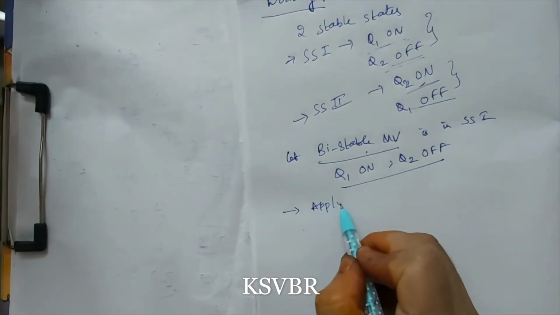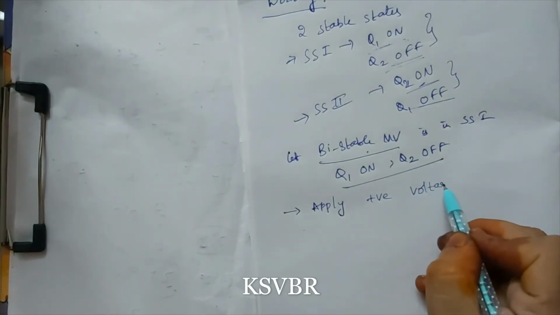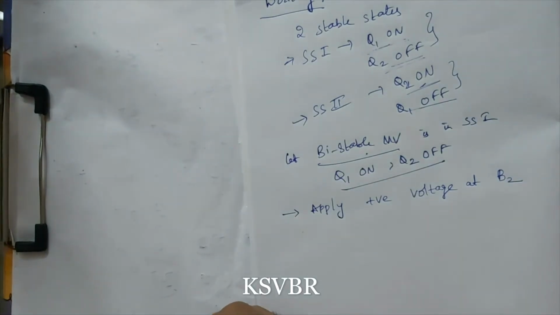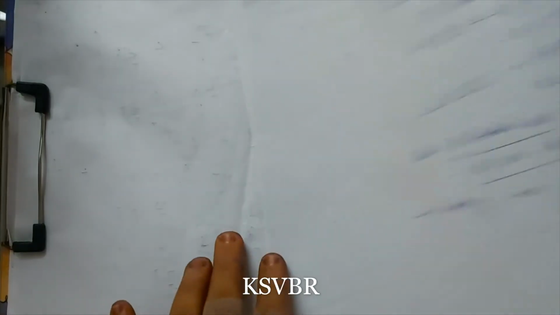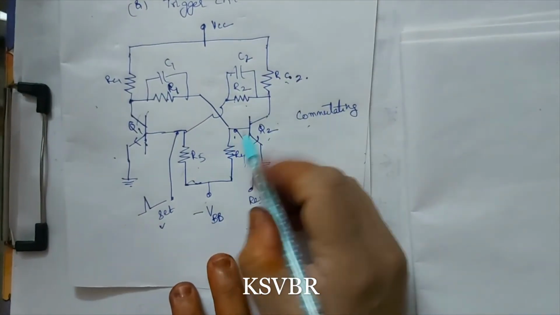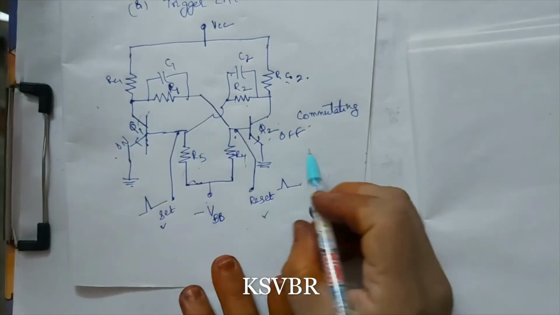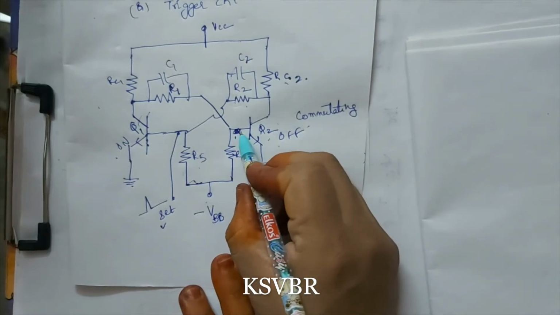Apply positive voltage at base 2. What will happen if you apply positive voltage at base 2? See here. By default this is in off condition, this is in on condition. So if you apply positive voltage here, what will happen?